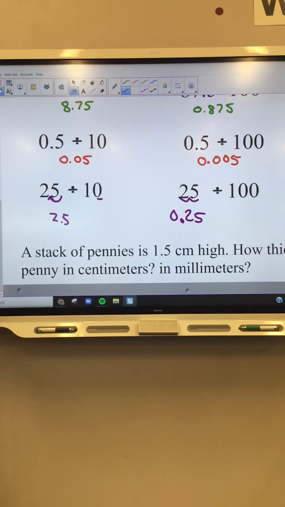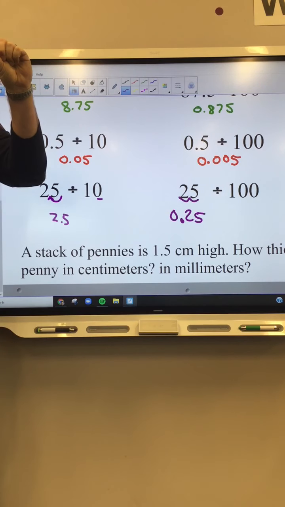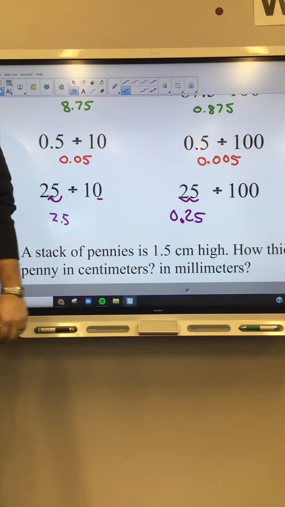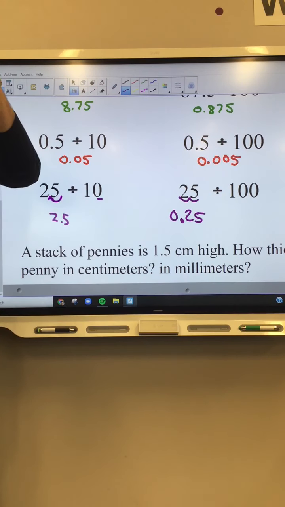All right, last thing. Stack of pennies is 1.5 centimeters high. How many pennies do you think, like that's 1.5 centimeters? Take a guess. How many pennies would fit in there to stack that up? Okay. What do you think? I think maybe like 8 or 9. Yeah, that's kind of what I would guess.